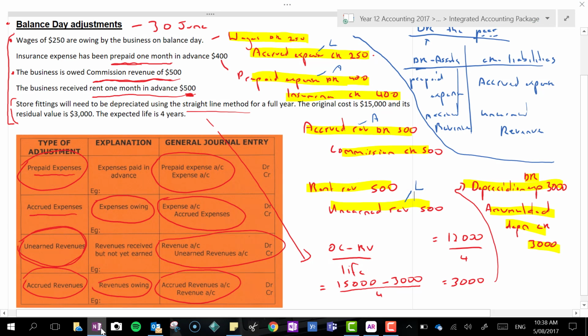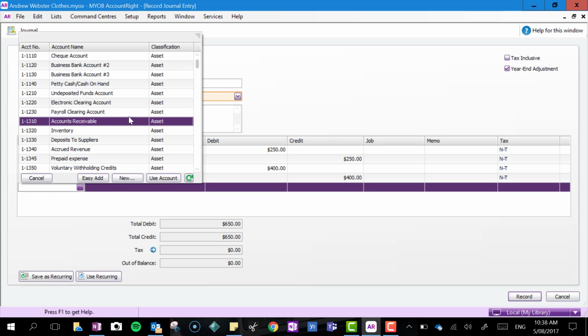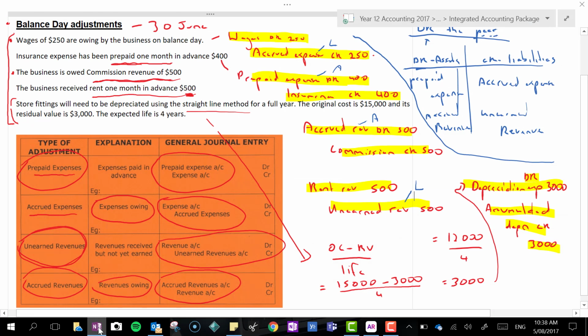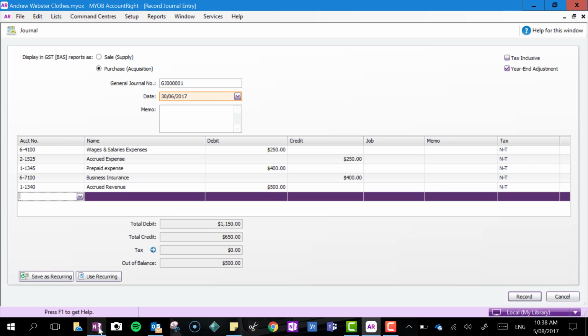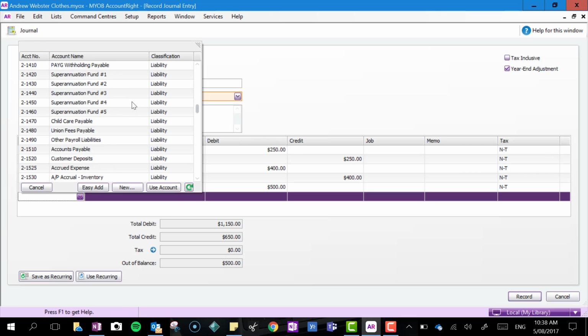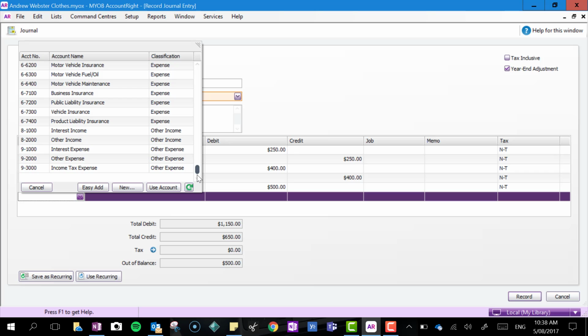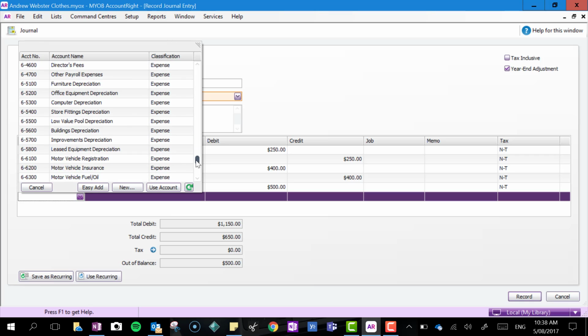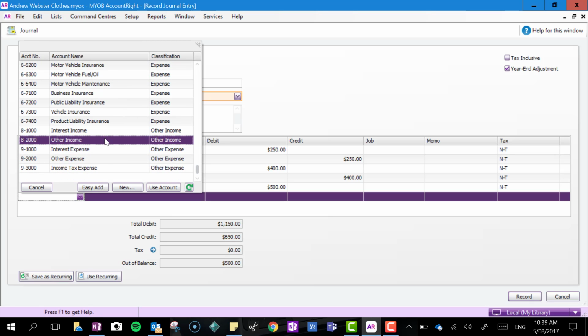Next transaction was this accrued revenue and commission revenue. We saw earlier that accrued revenue was already created. It was here. The amount was 500. Tab across. The other side of that was commission revenue. So we're looking for revenue accounts, expense, cost of sales, income. Commission revenue is not there. It's going to be in other income, interest and other income. You could add a new account and call it commission revenue. Let's just put it into other income.